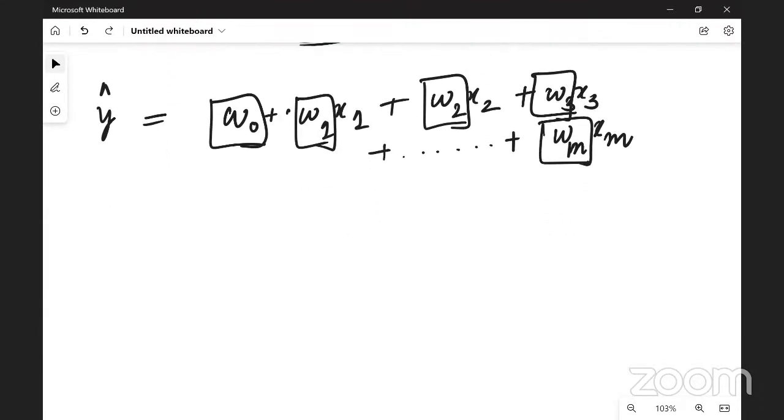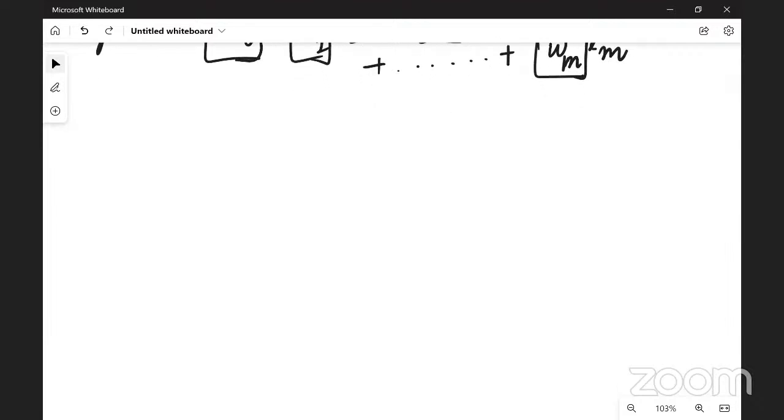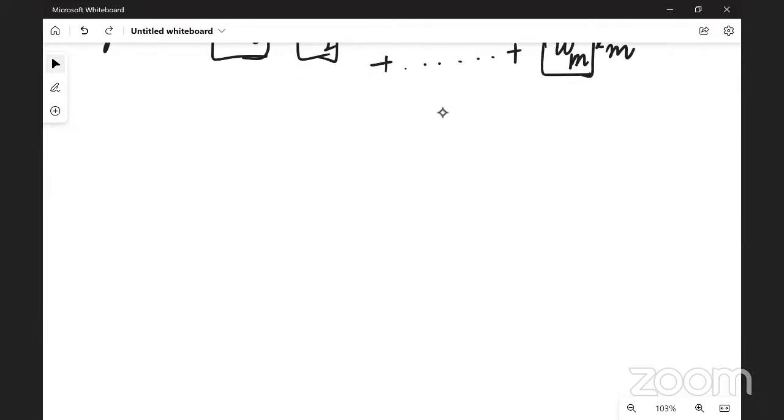Okay, any questions so far? This is the model, how it looks. Okay, great. Now let's come to the third part. Once we have the data and the model, the third thing that we want to discuss is the loss function.